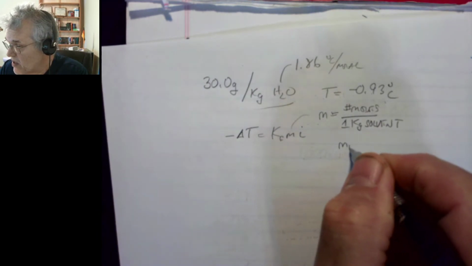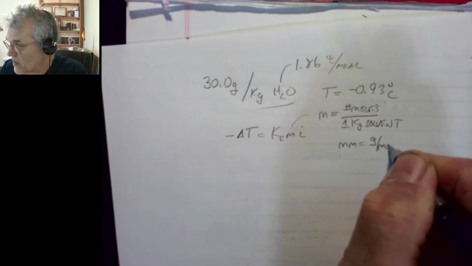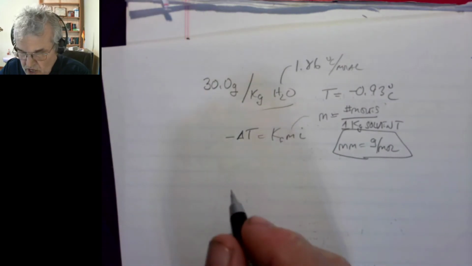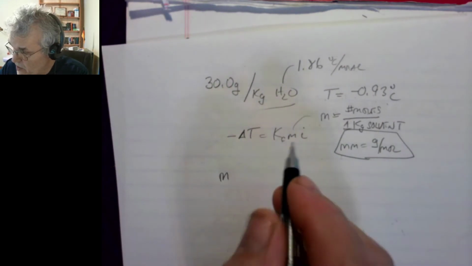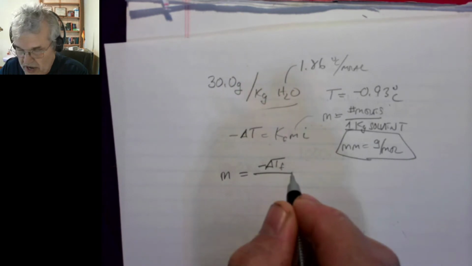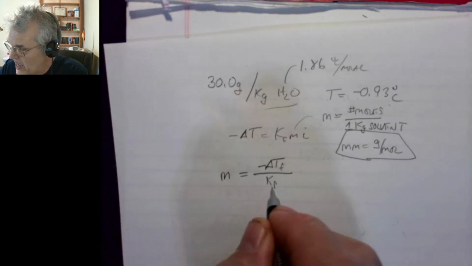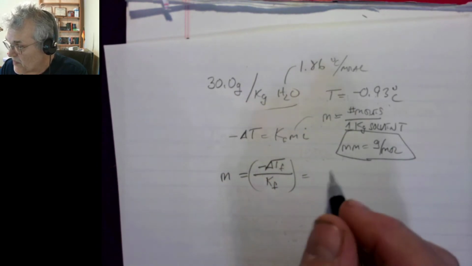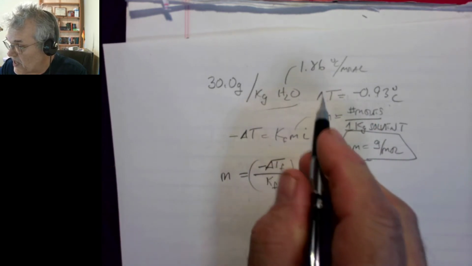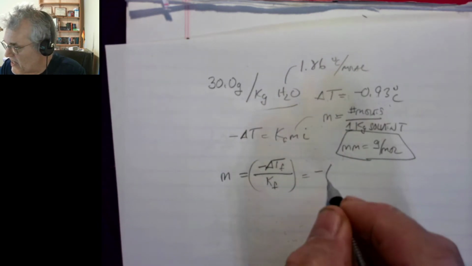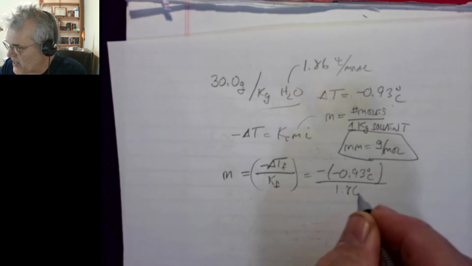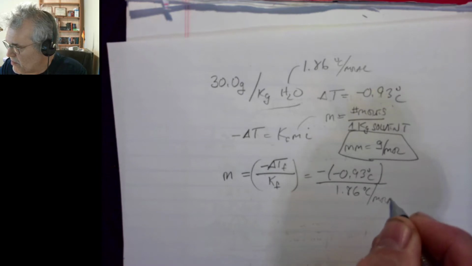Because what is molar mass? Molar mass is equal to grams per mole. So we've got the grams already, we just need to figure out the moles. So we'll plug in our values here, and rearranging this equation, m is equal to negative delta T freezing point, divided by Kf. The negative of delta T is negative 0.93 degrees Celsius, and all that's divided by 1.86 degrees Celsius per molal.